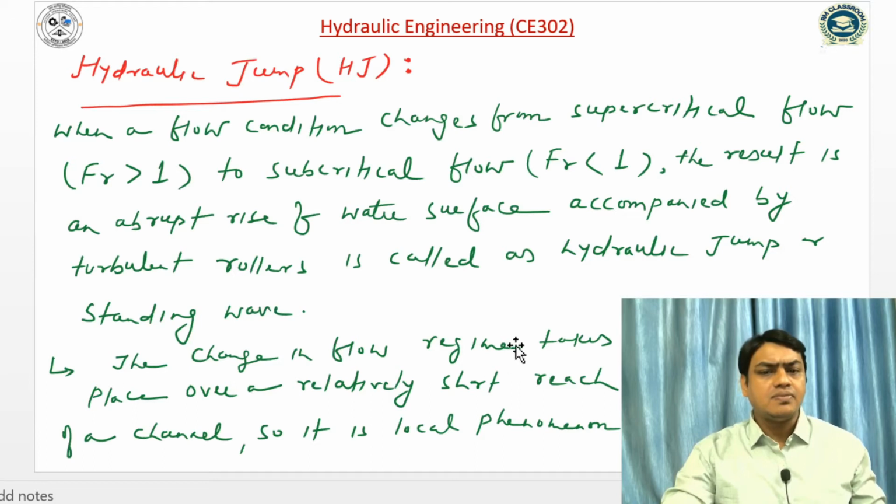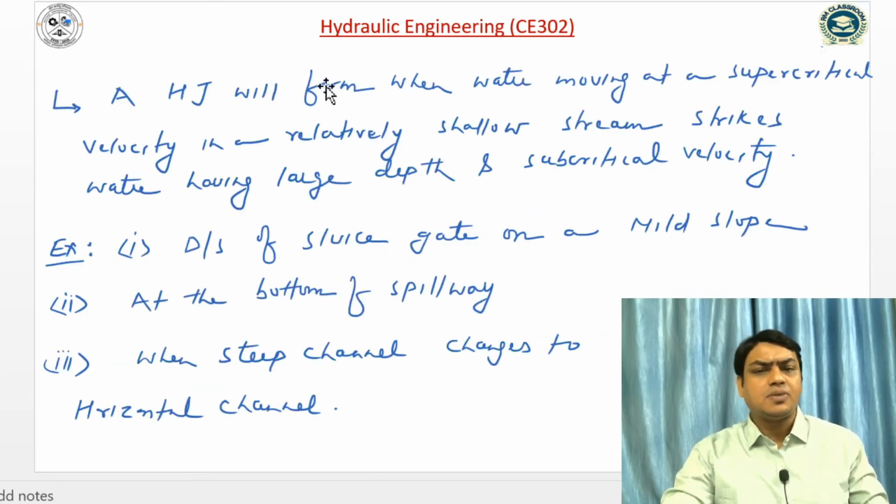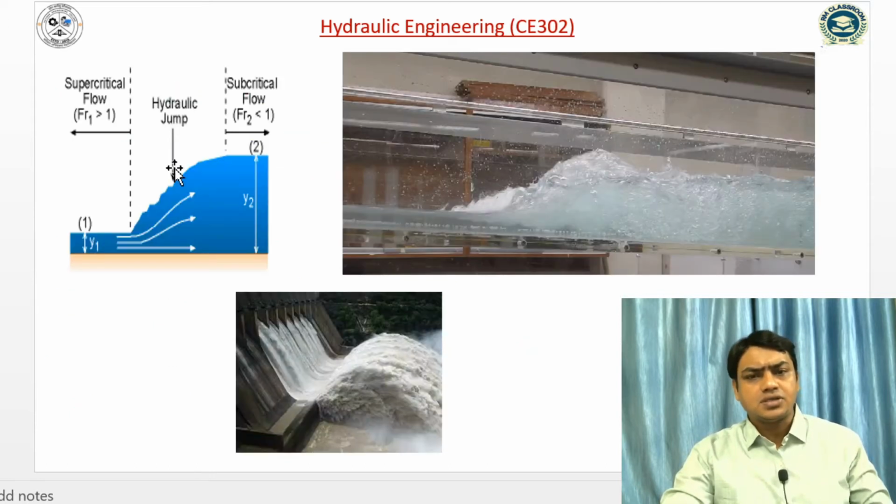The change in flow regime takes place over a relatively short reach of a channel, so it is a local phenomenon. A hydraulic jump will form when water moving at a supercritical velocity in a relatively shallow stream strikes water having large depth and subcritical velocity. These are the various examples where a hydraulic jump will form: downstream of a sluice gate on a mild slope, at the bottom of a spillway, and when a steep channel changes to a horizontal channel.